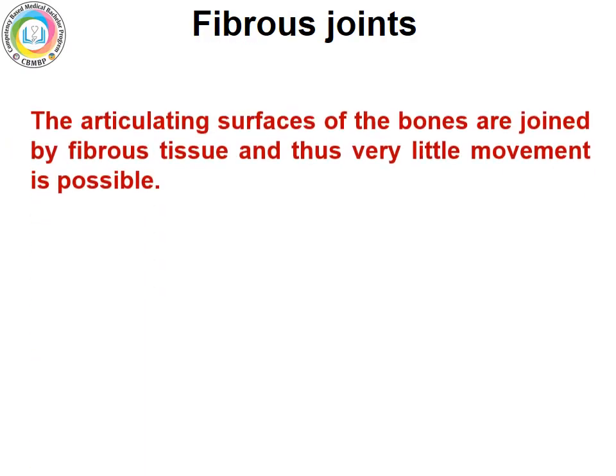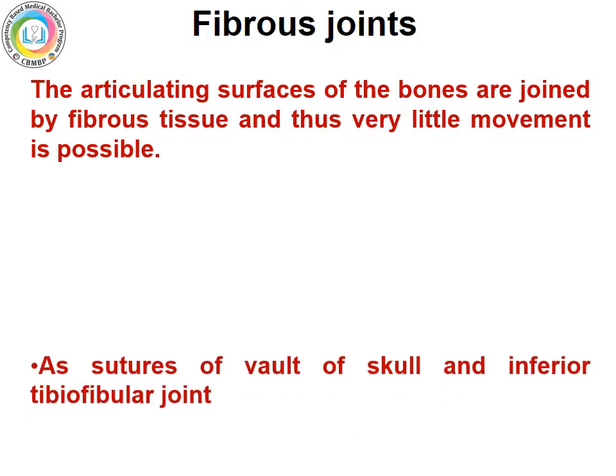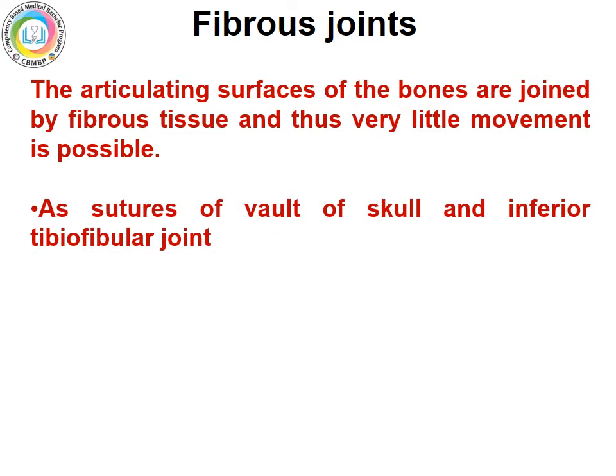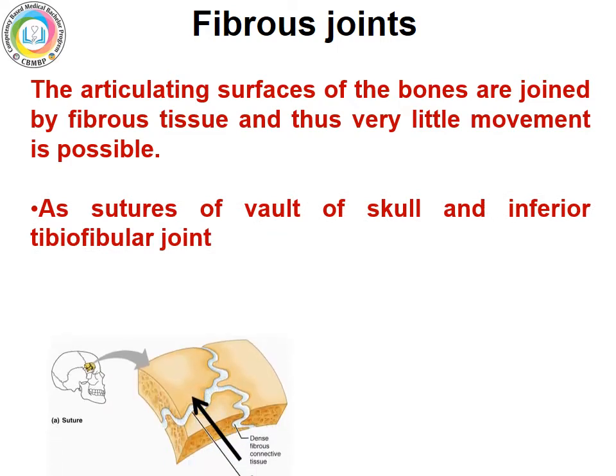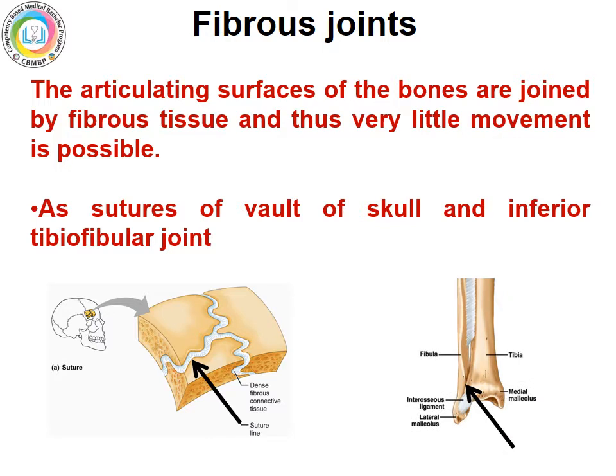Fibrous joints. The articulating surfaces of the bones are joined by fibrous tissue, and thus very little movement is possible or no movement at all is possible, as in sutures of the vault of the skull or skull cap, and the inferior tibiofibular joint, the joint between the lower ends of tibia and fibula.